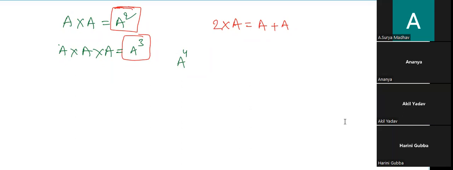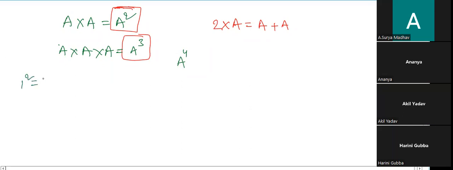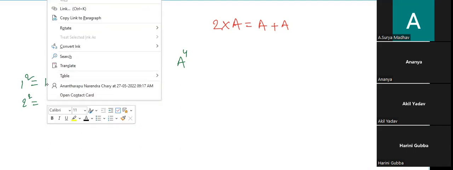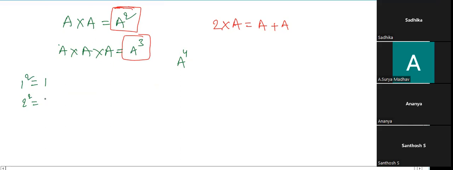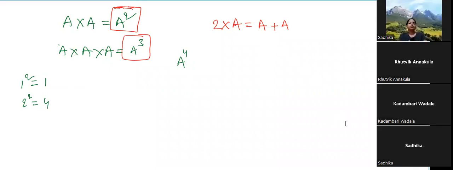Harini, 1 square is how much? 1. Okay. Akhil, 2 square. 2 square is how much? 4. Okay. Sir, 1 square is 1 only. Yes. 2 square is 4. Cube of 1 is 1, sir. Okay.